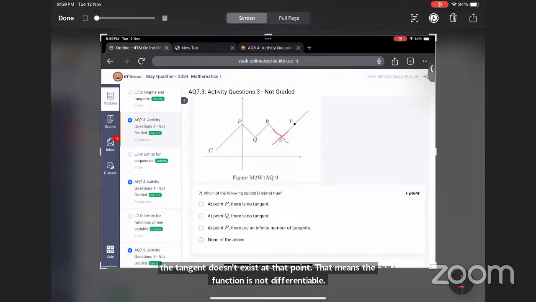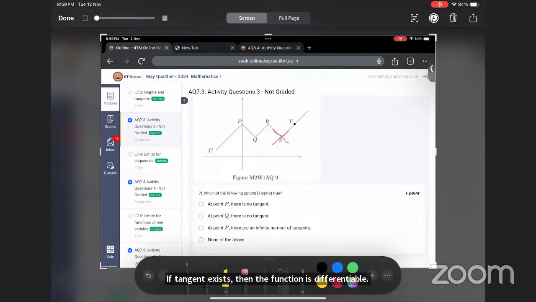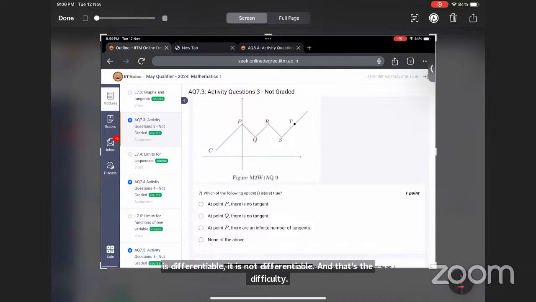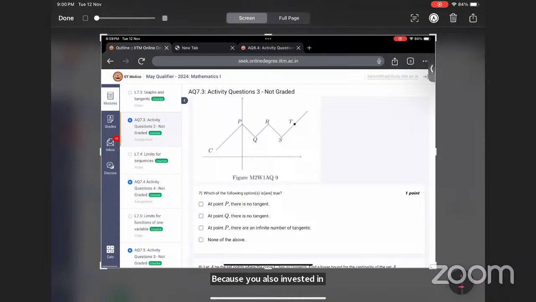I mean, it's if and only if, right? If the function is differentiable, then the tangent exists. If the tangent exists, then the function is differentiable. The difficulty is understanding when it is differentiable and when it is not differentiable. Because you are also versed in mathematics, you are able to get the picture. But when you say it as a statement, we are not able to imagine that.